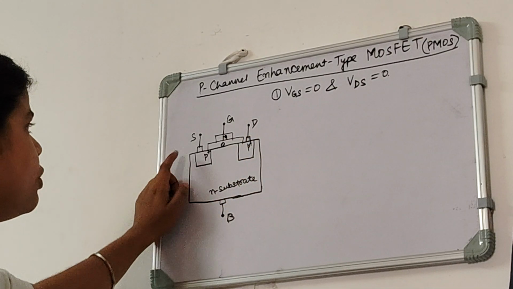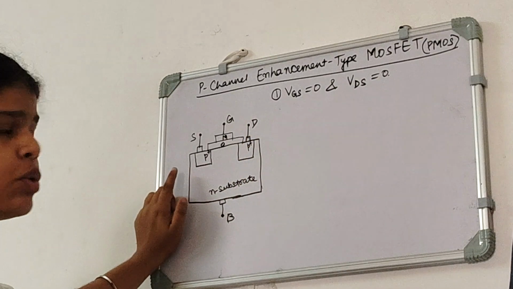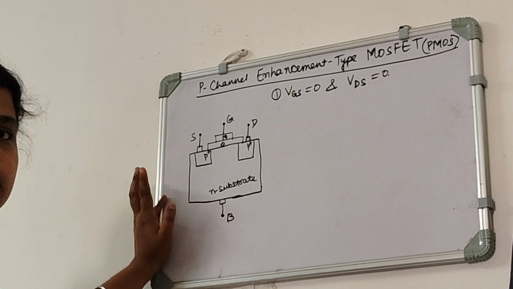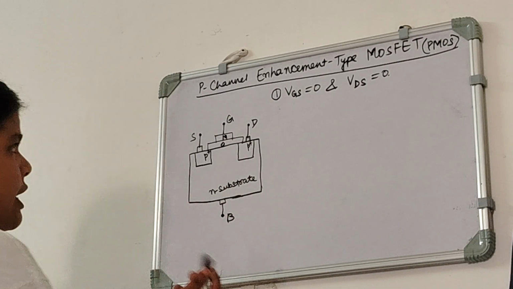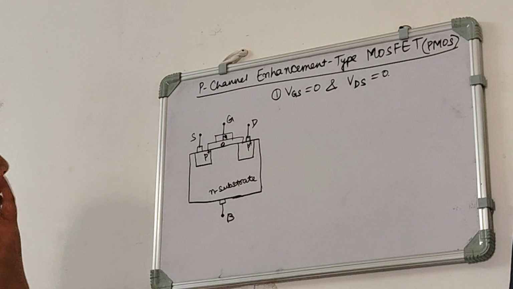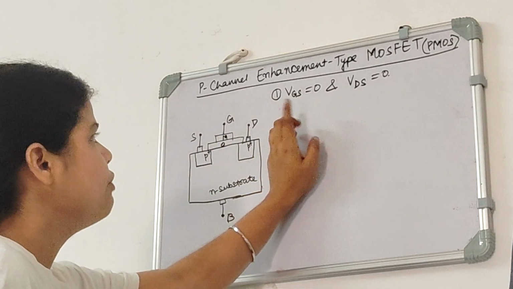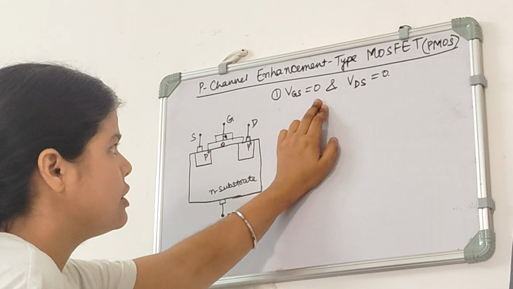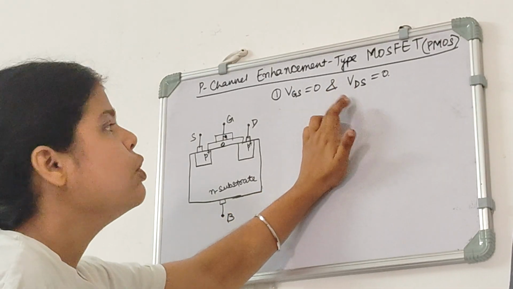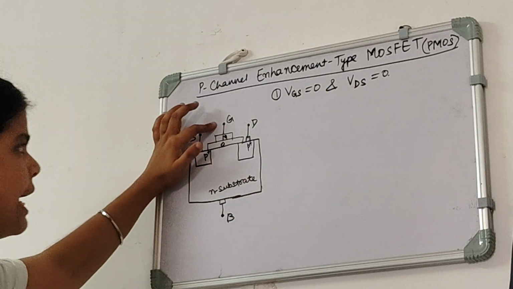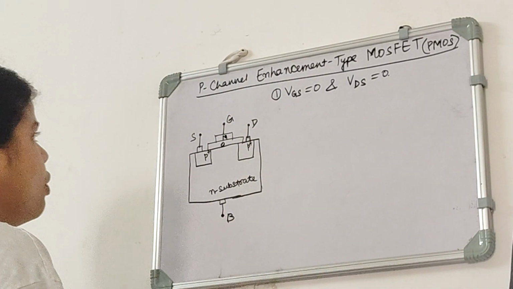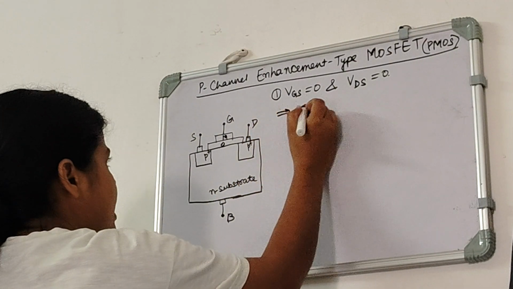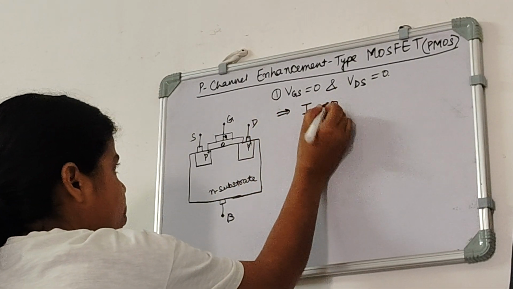And we know that our source is taken as reference, so the voltage of the source is 0, that is, the source is grounded. Now we will see what happens for different conditions of VGS and VDS. Our first condition is that VGS is 0 and VDS is also 0. If we don't apply any voltage at the gate and also don't apply any voltage at the drain, then nothing will happen. So obviously our drain current will be 0, that is, ID equals 0.